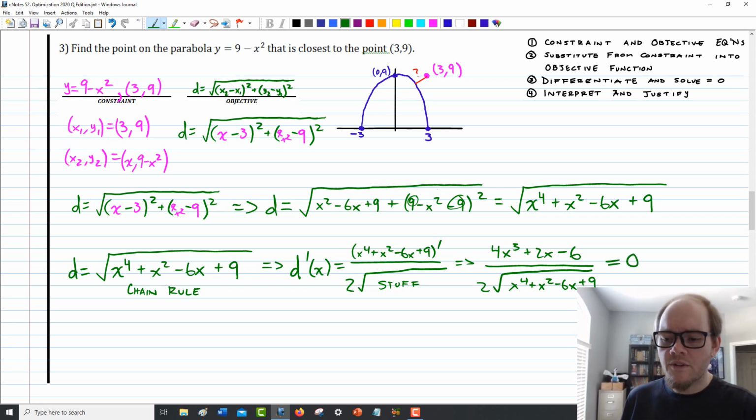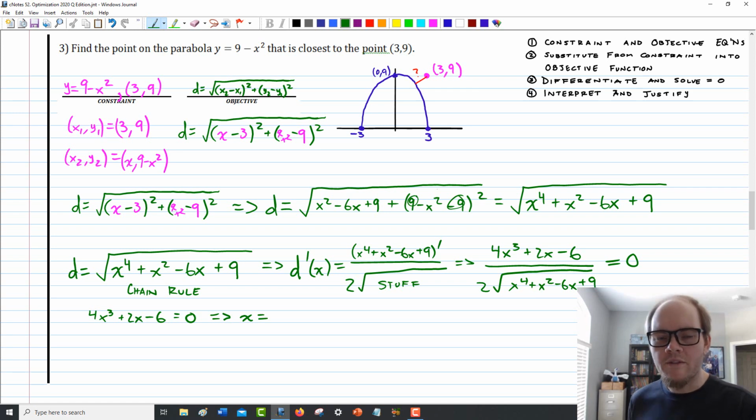Now we want to set this equal to 0, and we have no issue down below, by the way. There should be no issue with that being negative or being equal to 0 at any time. Instead, though, I need to set the derivative, that numerator, equal to 0. So if I solve 4x cubed plus 2x minus 6 equal to 0, then I have to find my x value.